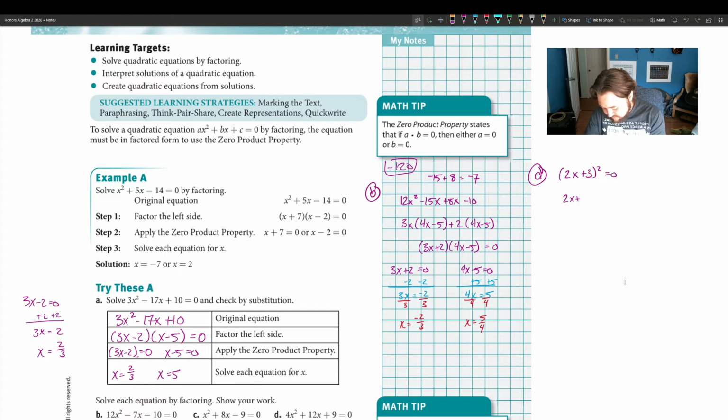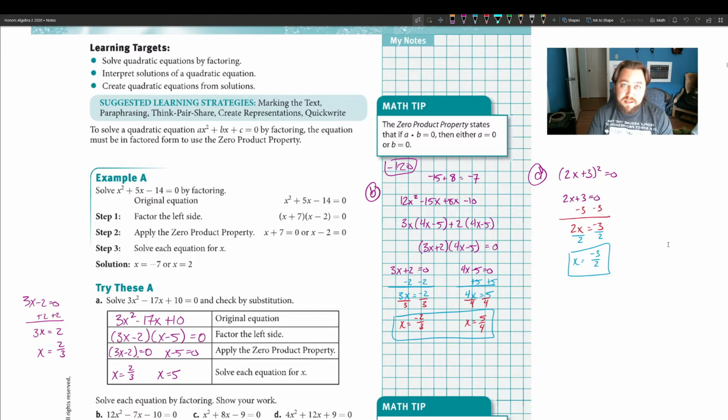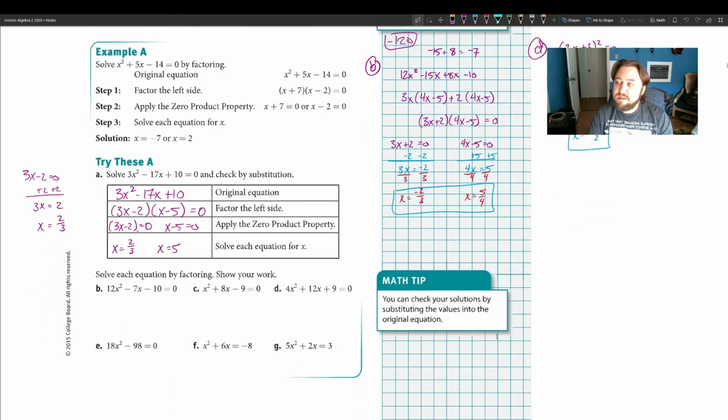2x plus 3 equals 0. We'll subtract the 3. We'll get 2x equals negative 3. Ugly 3 I drew. Divide by our coefficient 2, and we get x equals negative 3 over 2. And in this case, I should have boxed the other one. My goodness. In this case, it's only that one solution because they're both kind of the same thing. So that's pretty easy. How does the next one look?